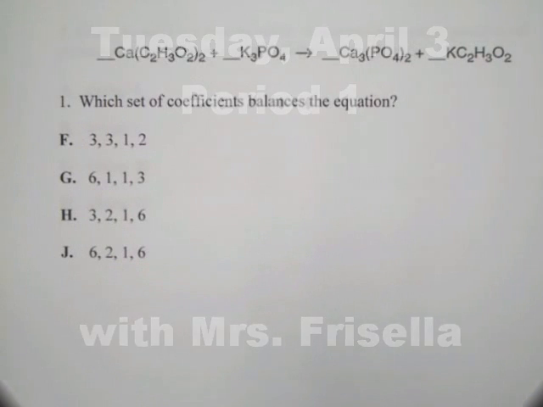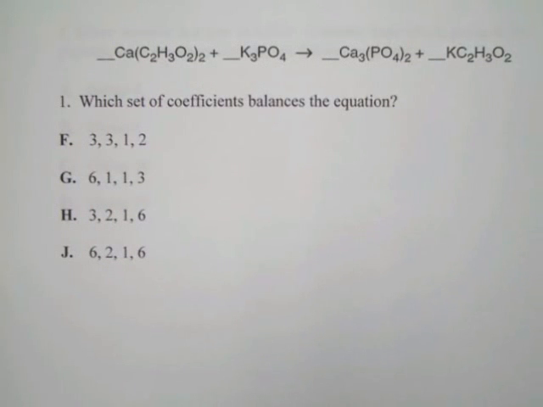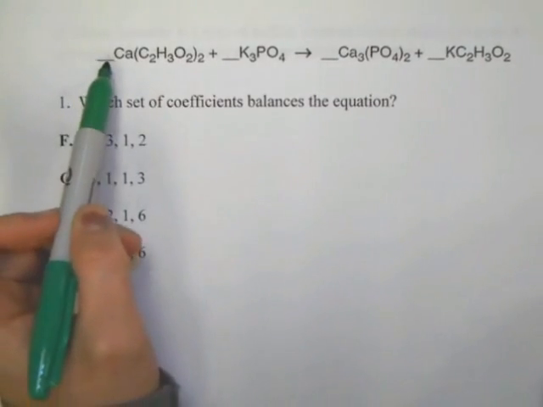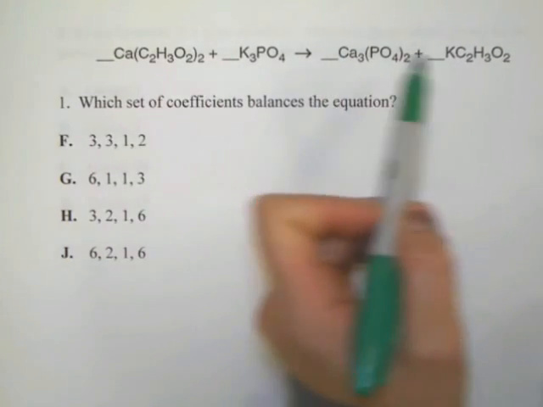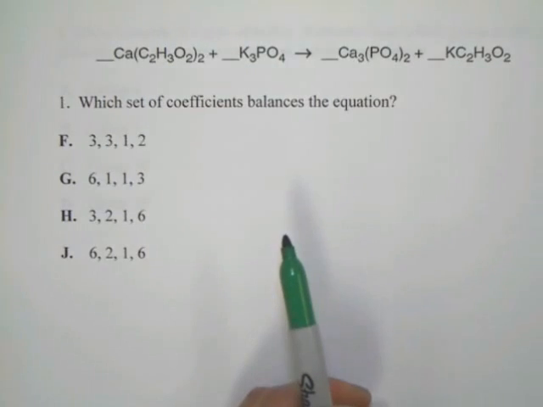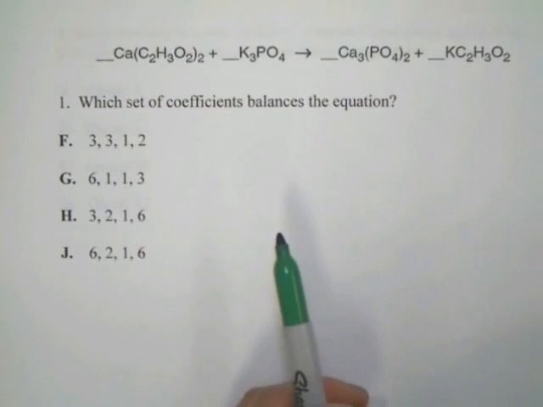Number 1, which set of coefficients balances the equation? When you look at a chemical equation, coefficients are the numbers that you find in front of each of the chemicals, so it's where these lines are located right now. What you're supposed to know is that we have the law of conservation of mass, which means we can't create or destroy any matter.